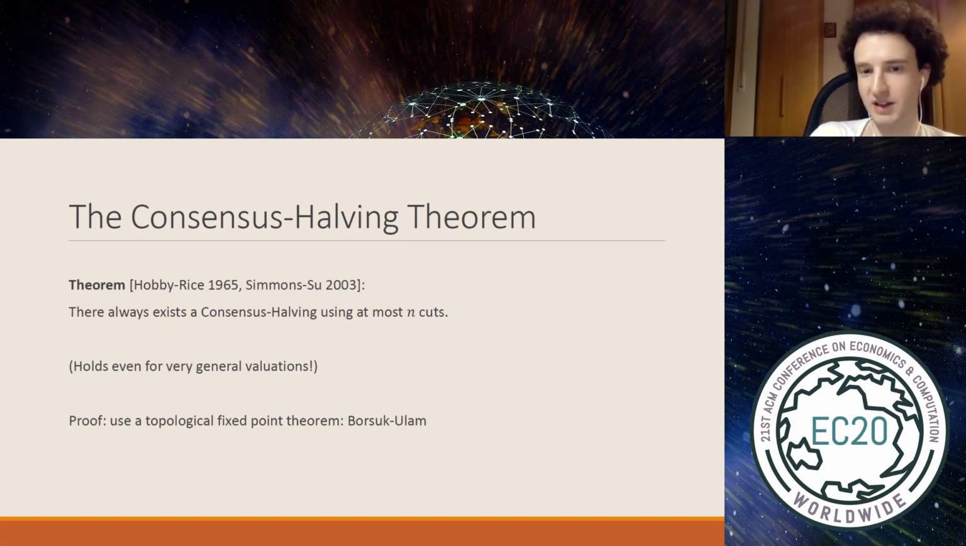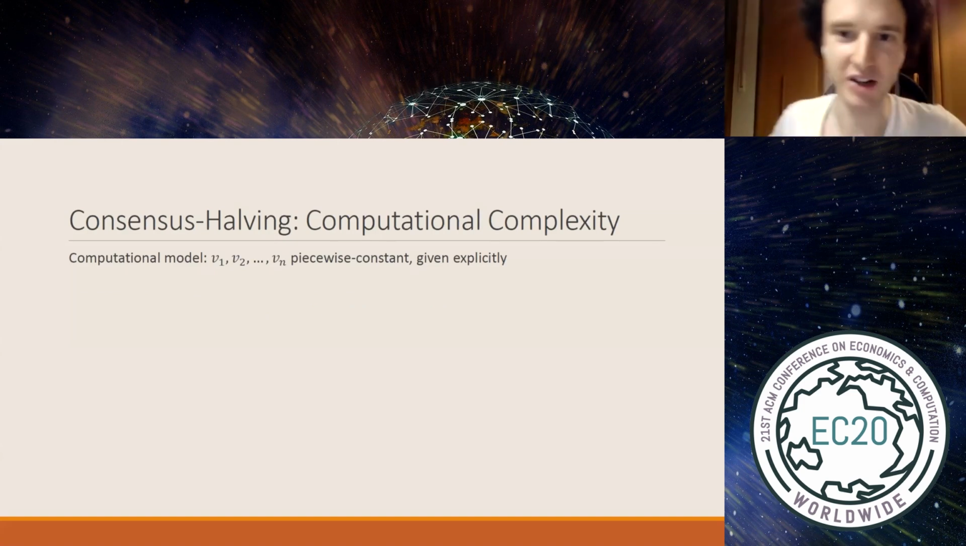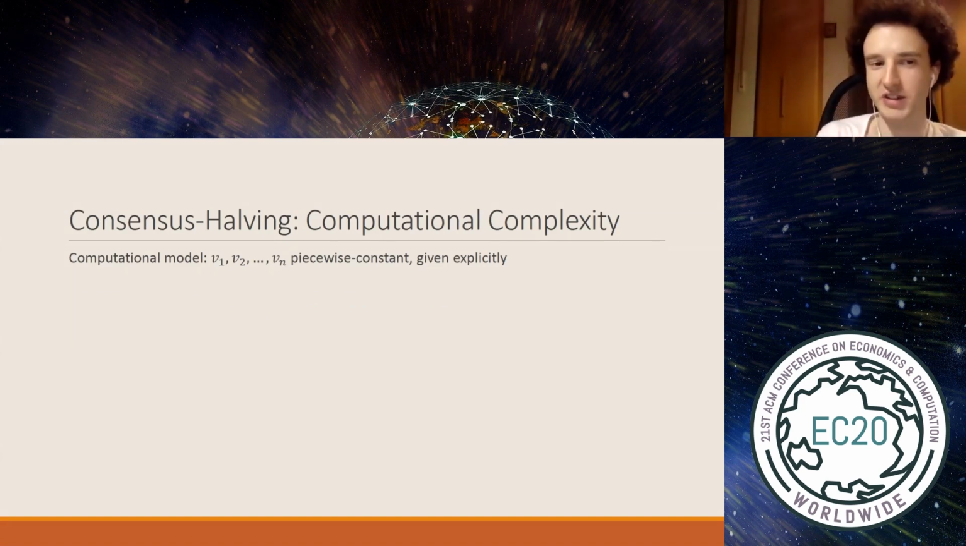So this is the mathematical existence theorem, but we are computer scientists, so obviously we care about the computational aspect of this problem. So for the rest of this talk, the computational model that we're going to consider is that the valuation functions, which are piecewise constant, are given explicitly in the input. This means that we have full information about the valuations. There's nothing hidden about them. There's nothing hard to obtain about them. We know everything about the valuations.